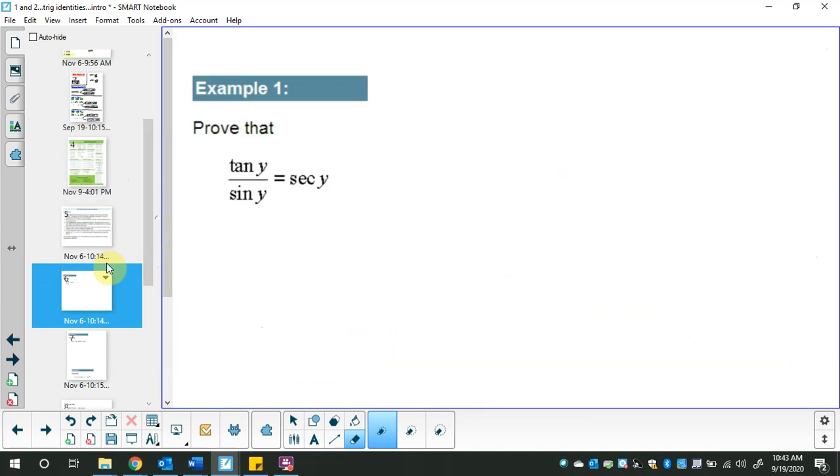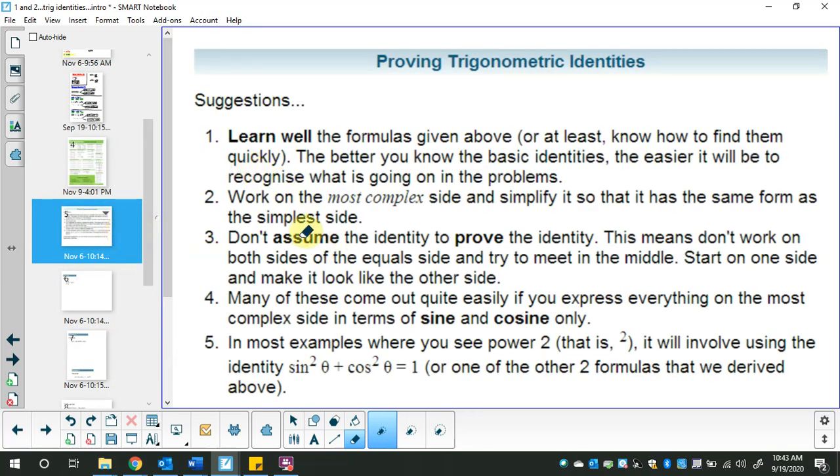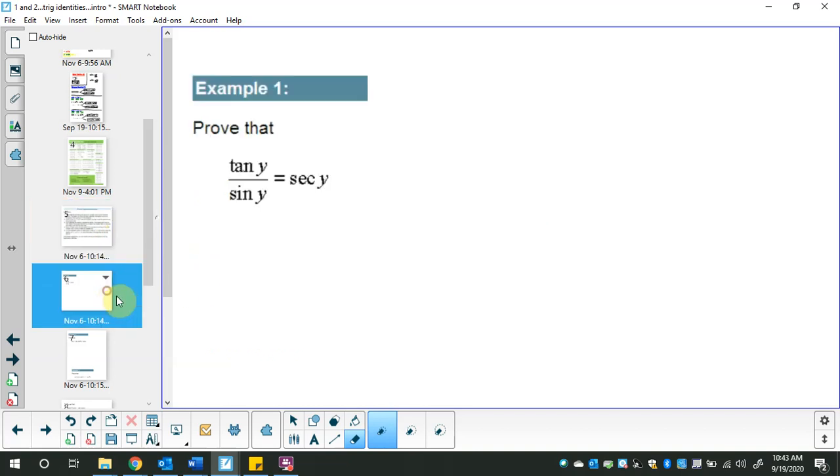So here's the first question. It says, prove that tan y over sine y is equal to secant y. Now the thing is, if I refer back to the list, it says don't assume the identity to prove the identity. I actually want you to assume it because I am asking you to prove that. So this is a true statement. You must prove that it's a true statement by making the left side and the right side look identical. However, you can't assume that it's true the length of your work. You have to just keep it in the back of your mind.